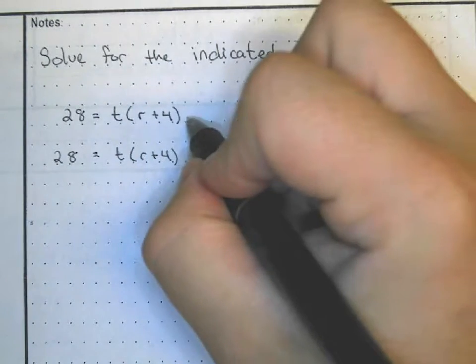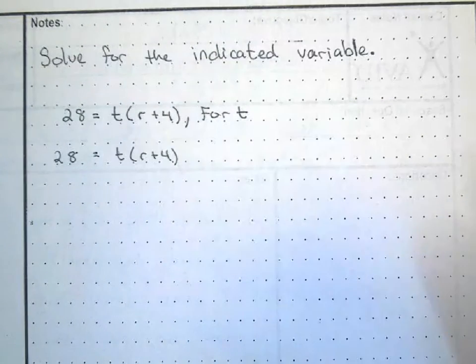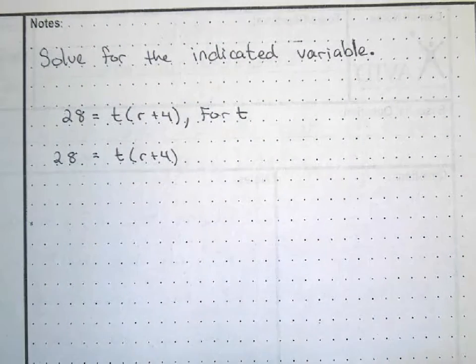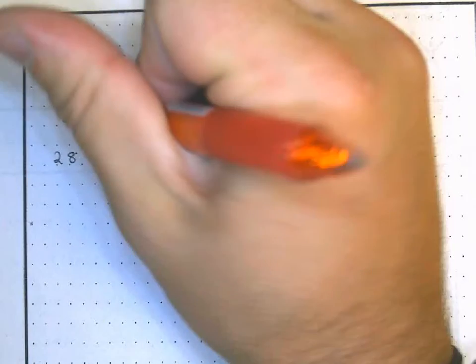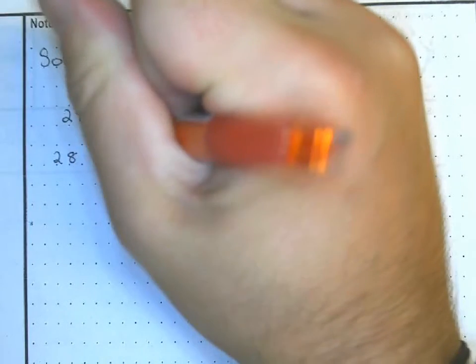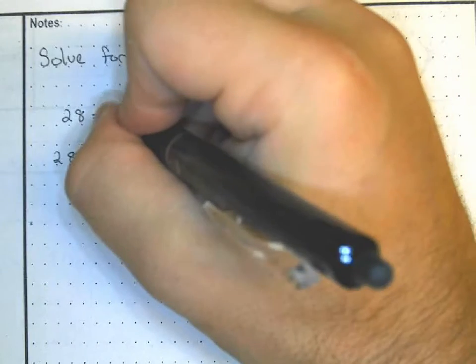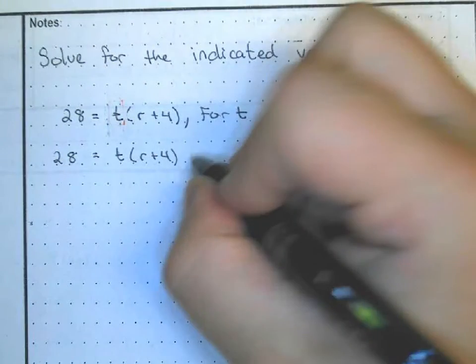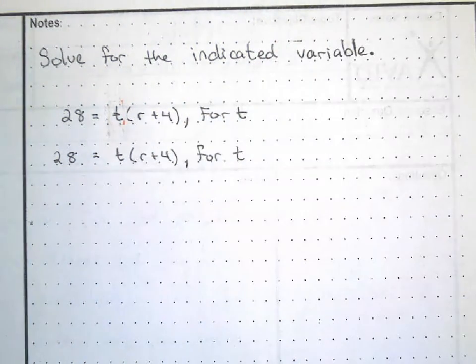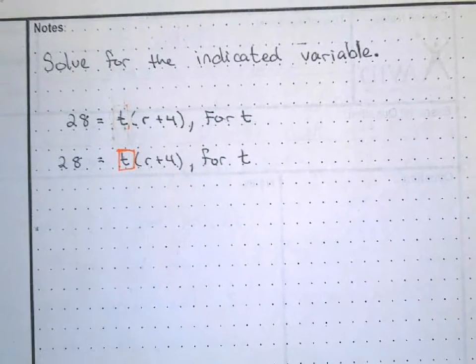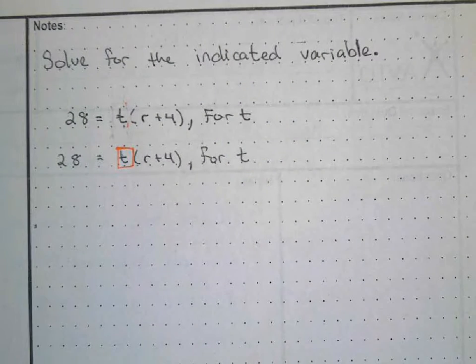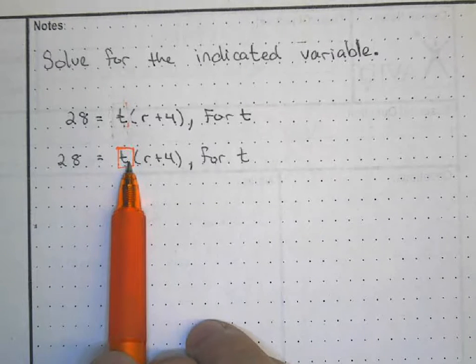Let me tell you what variable we're solving for. So we're solving for t. So the variable we are solving for is this one right here. So we're going to solve for t, which is this one right here. Now this one is pretty straightforward if we think about it. I'm trying to get t by itself.